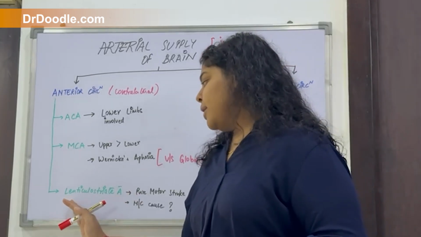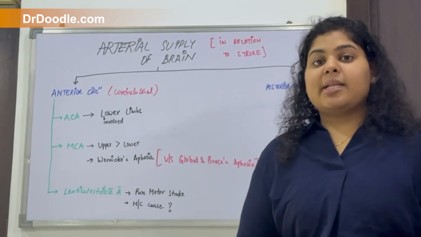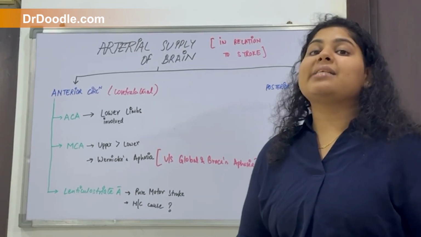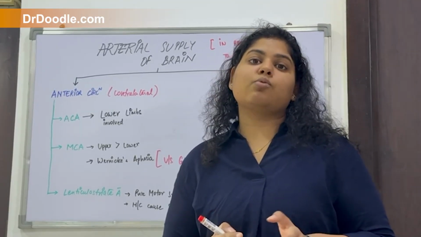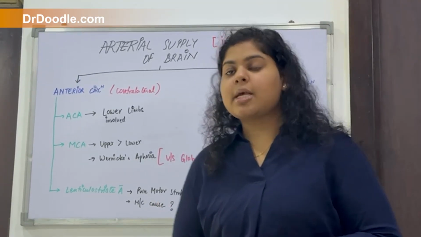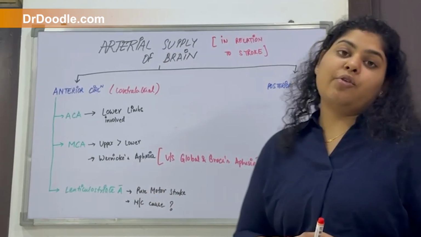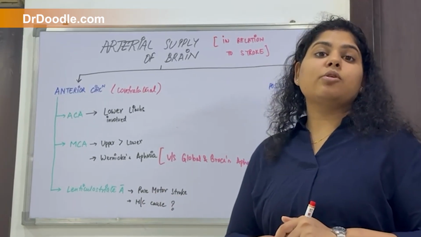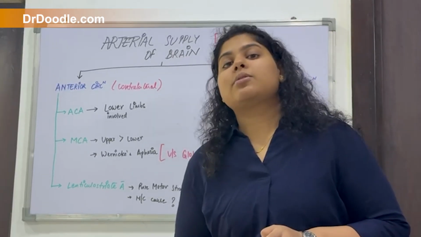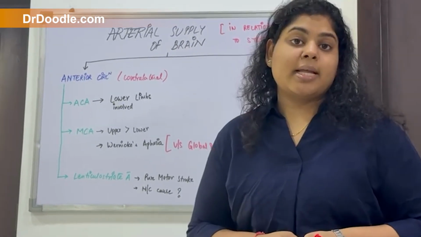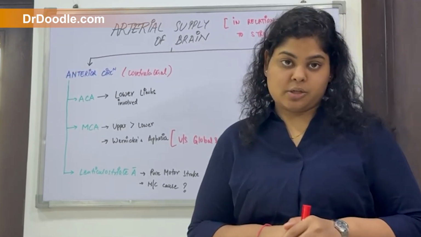The last one is the lenticulostriate artery. The lenticulostriate artery supplies the internal capsule, and as we all know, the internal capsule is where you have all the motor signals. So a lenticulostriate artery stroke or an internal capsule stroke is a pure motor stroke. That means you are only going to see motor symptoms, that means weakness, but no loss of sensations.